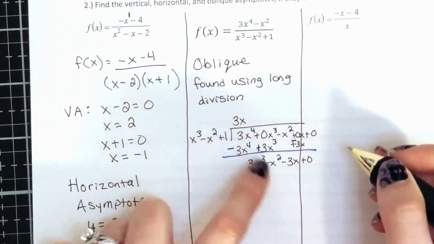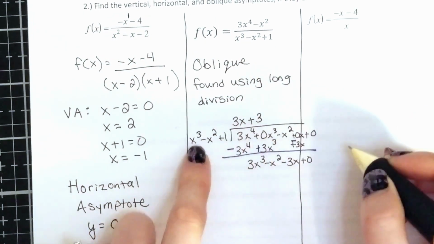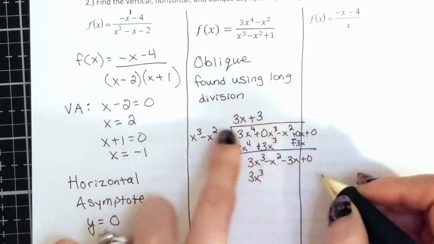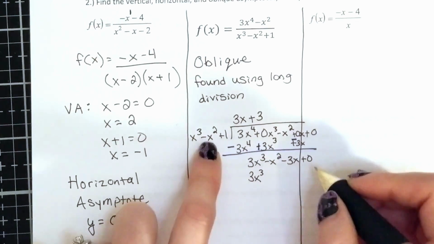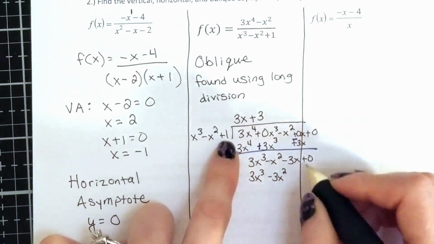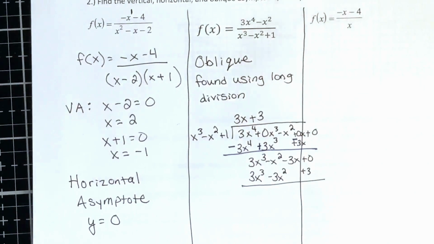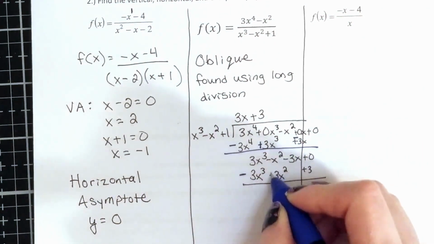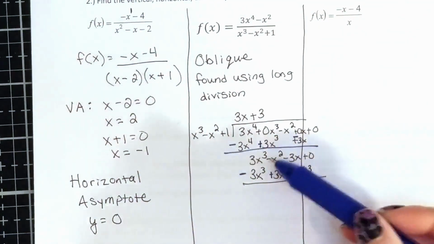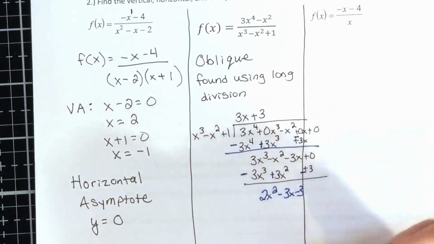I don't need any more x's because I have the number that I need. So 3 times x to the third is 3x to the third. 3 times negative x would be negative 3x squared. 3 times 1 would be a positive 3. And then I need to go through and change my signs here. So that will go negative, positive, negative, add going down. So 3 minus 1 would be a 2x squared minus 3x minus 3.